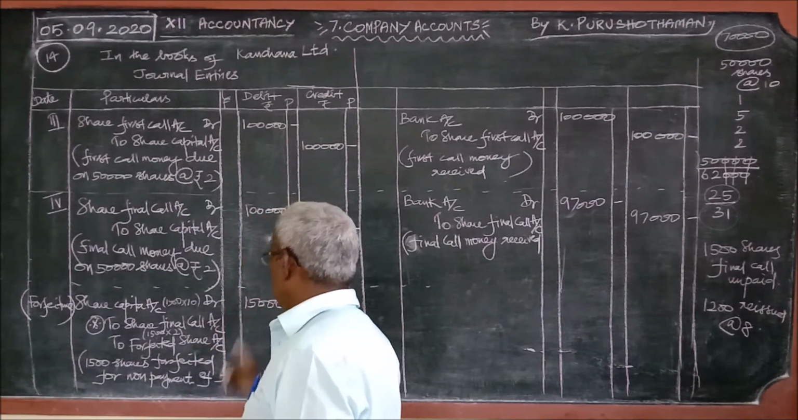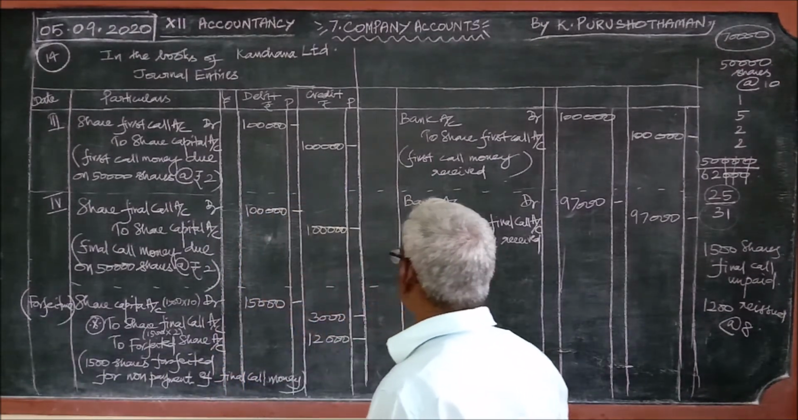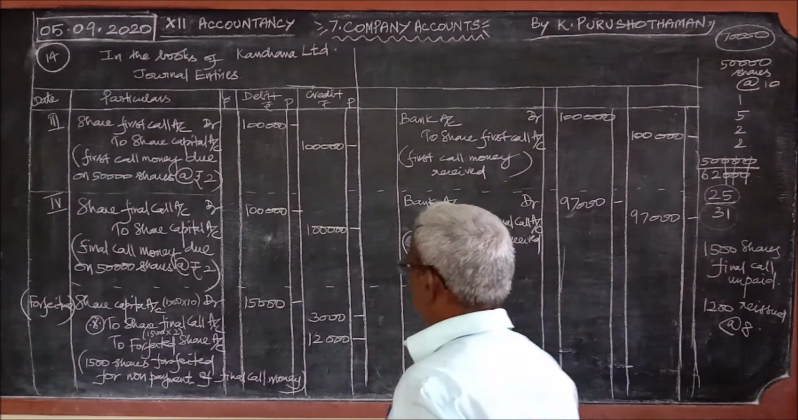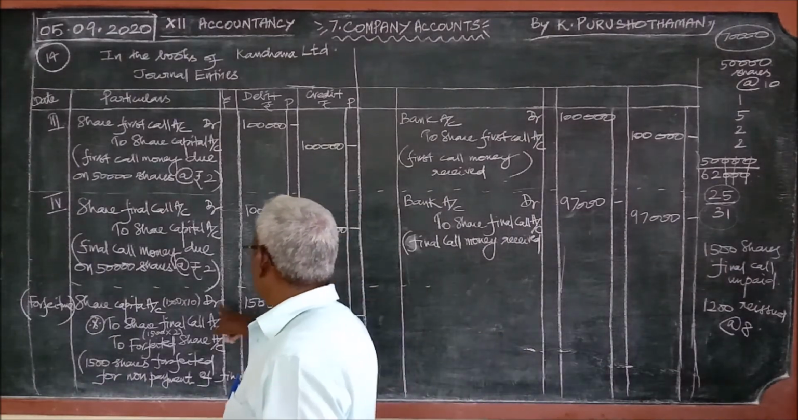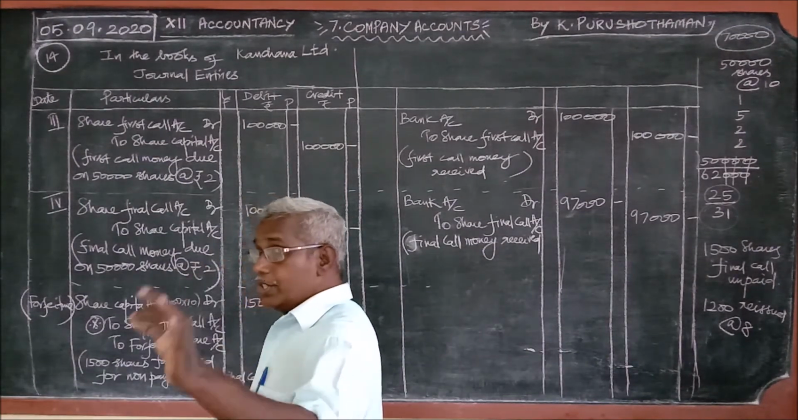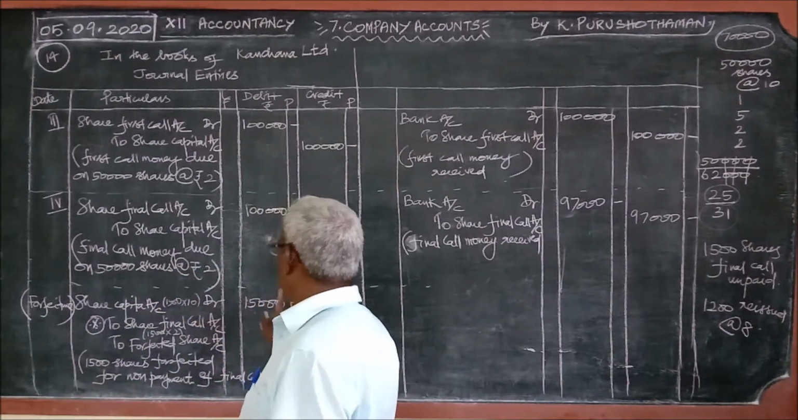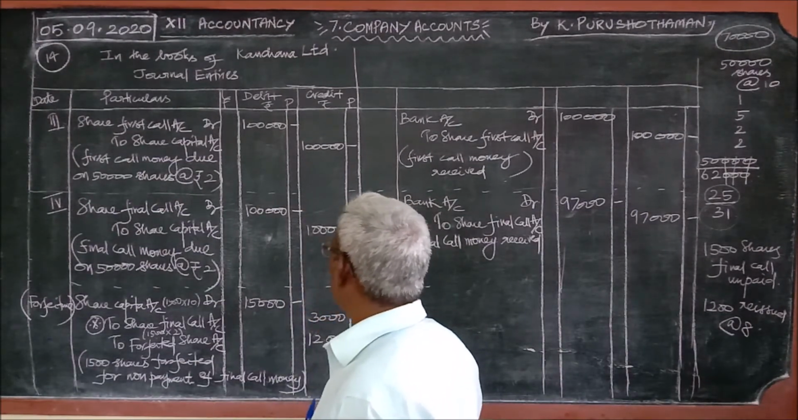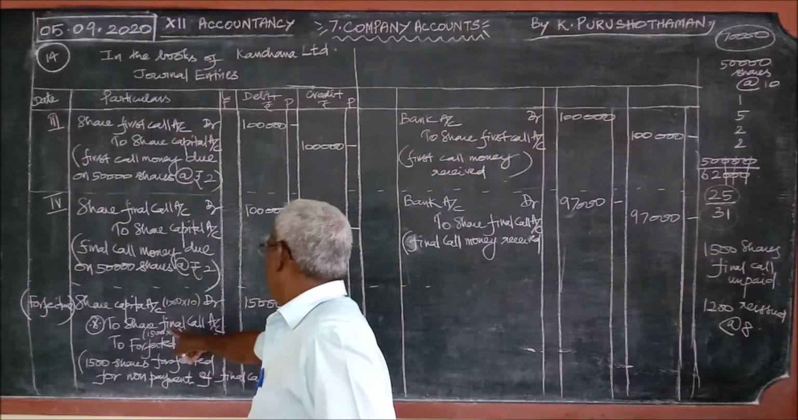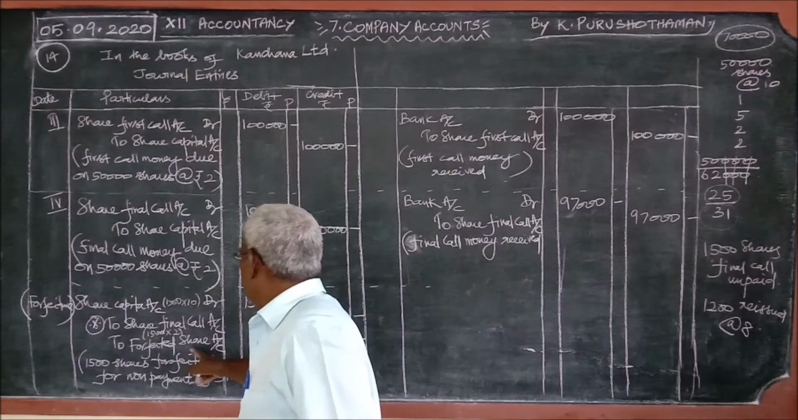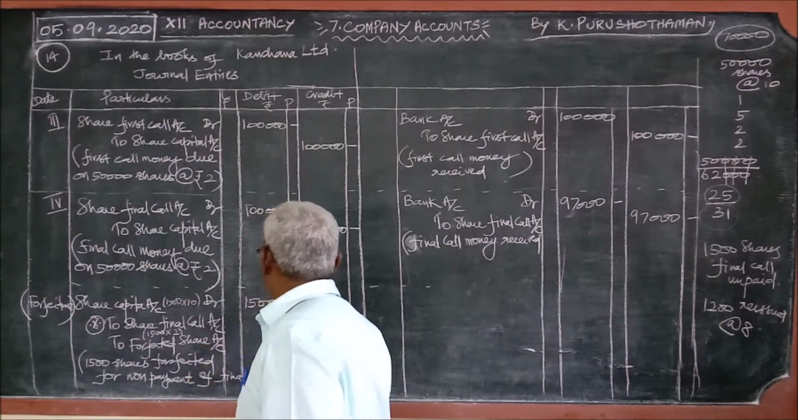But in this problem, only to share final call account, because final call money only was not paid for 1500 shares. Therefore, 1500 into total value. Filling up the amount is very important. 1500 into the total value of the share. Each share rupees 10. 1500 into 10, 15,000. For 1500 shares, the final call money due, that is not paid, was 1500 into 2, 3,000. And therefore, the balancing amount 12,000 will be the balancing figure for forfeited share account.